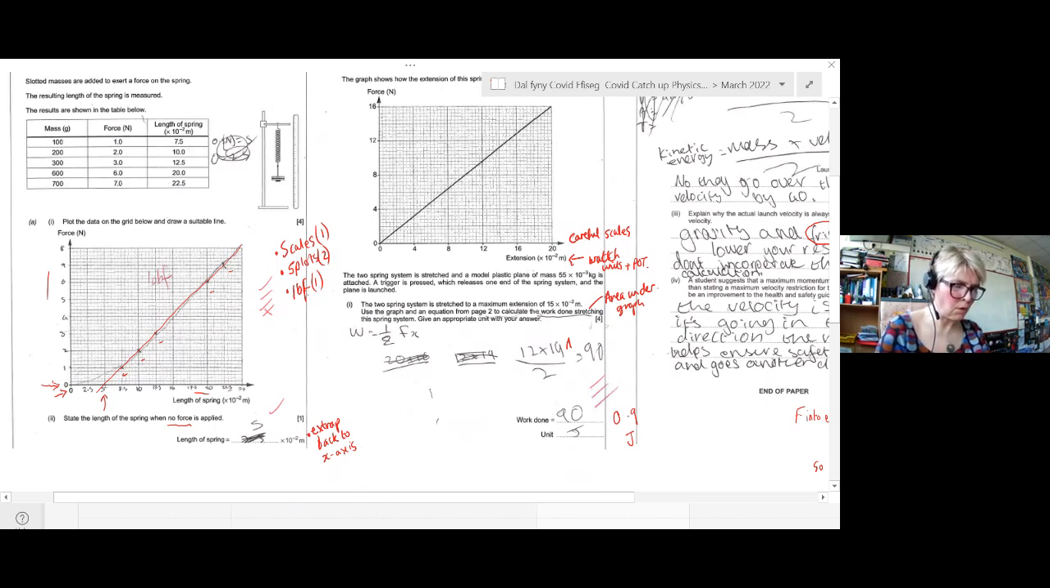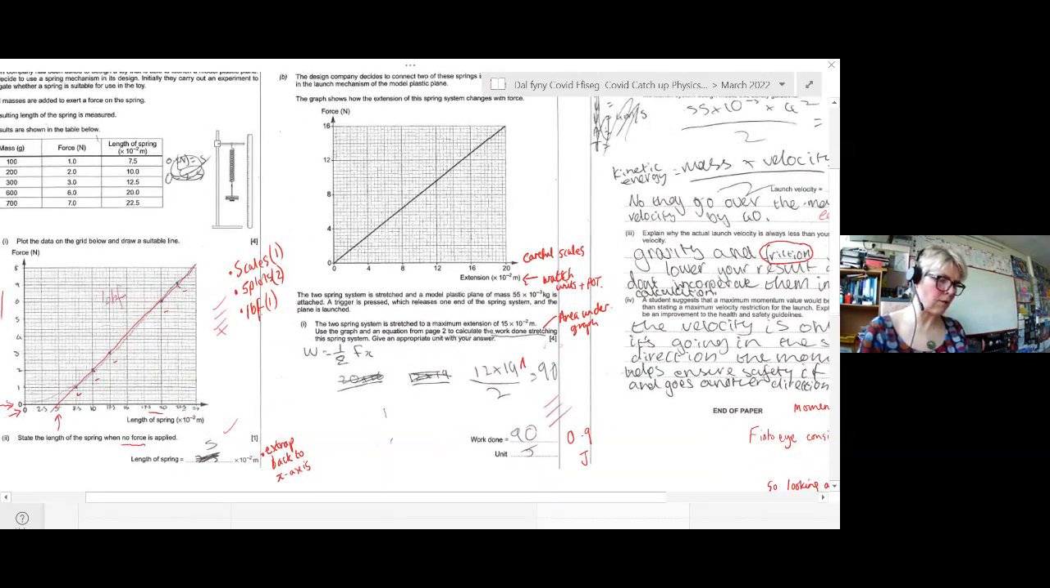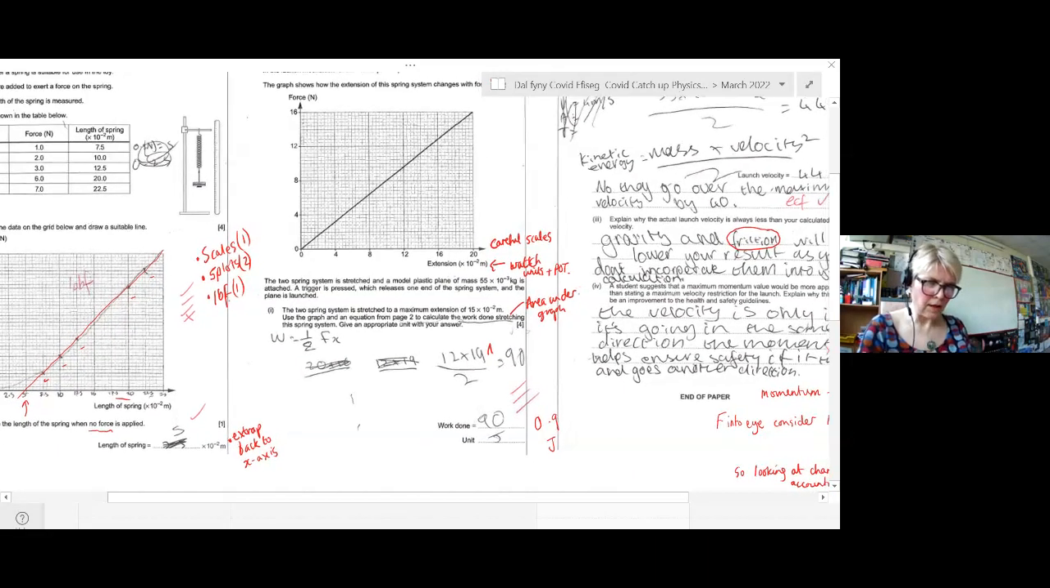That is what the length of the spring originally was, and you're expected to extrapolate and work out what it was. This candidate has done that, but they actually haven't drawn their line. So I doubt that they would have got that mark, because they're not using a straight line, and they've curved it as well.